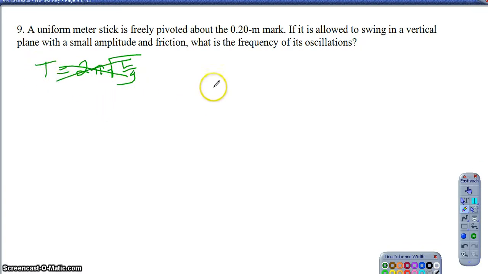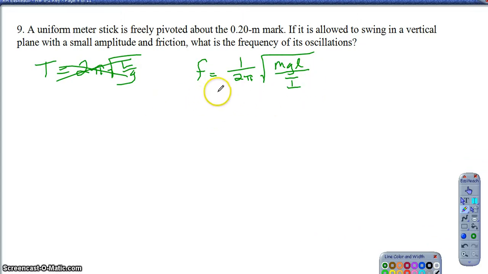So instead what we can do, we saw that the frequency for a physical pendulum was 1 over 2 pi times the square root of, instead of g over L, it's mgL divided by I, right? So this is my equation for the frequency of a pendulum, if that pendulum has mass at least, right? So anyway, I've got this.